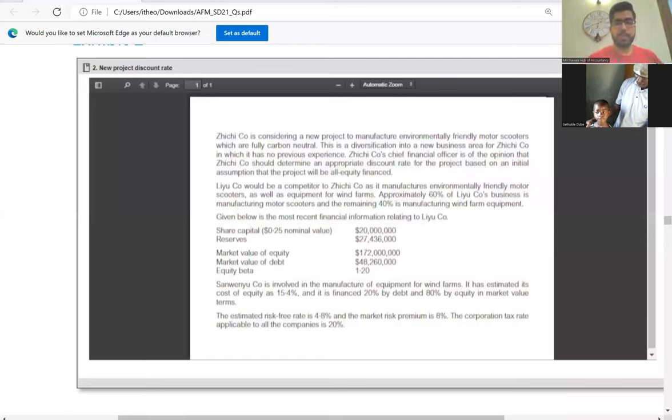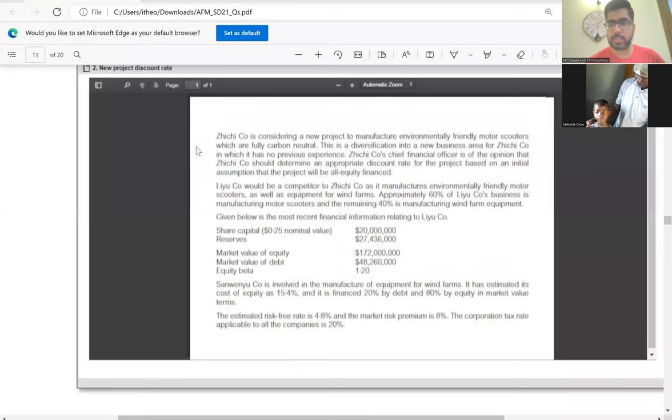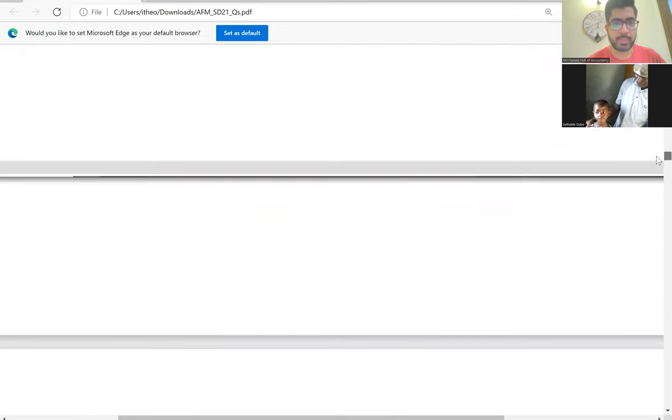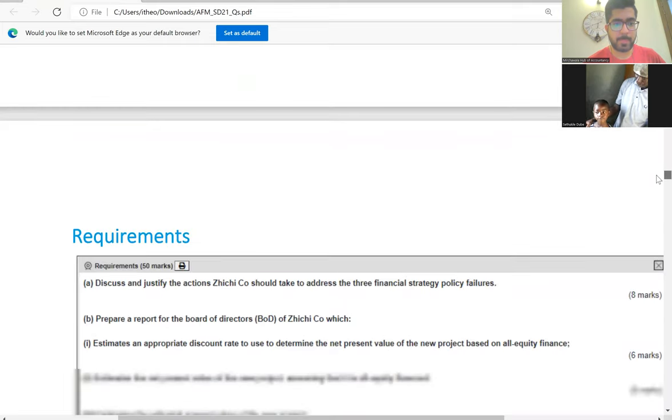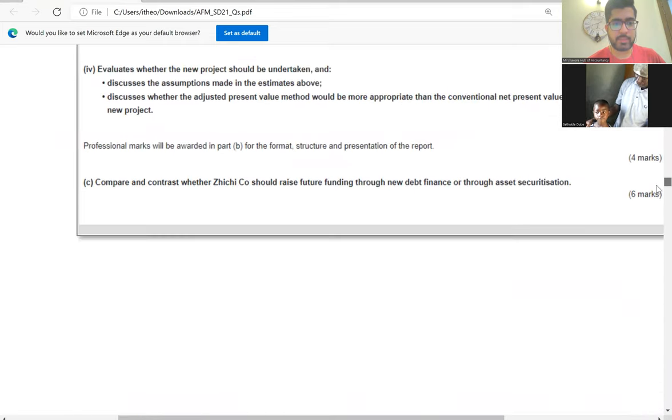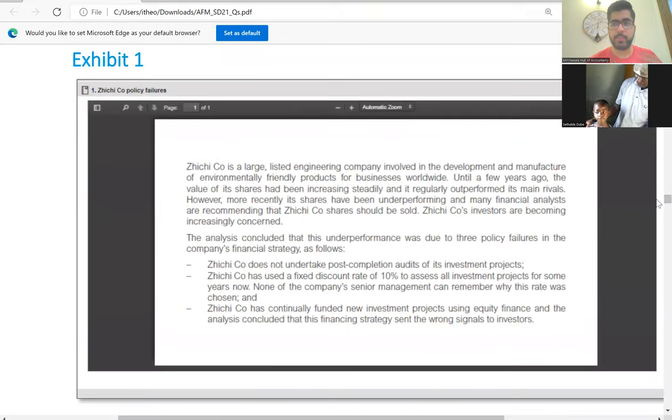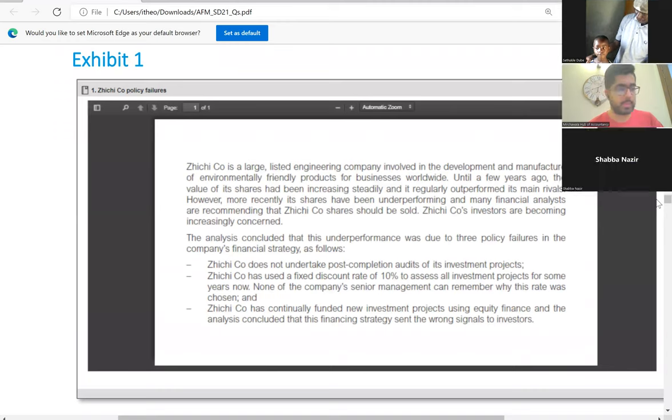Okay, so after the instruction screen, which was just allowed to pass, remember that we were doing this question called ZHICHI company, which had five exhibits, and these were the requirements. So I will go back to the requirements later. Now I will quickly review this because I hope you remember the question from yesterday.